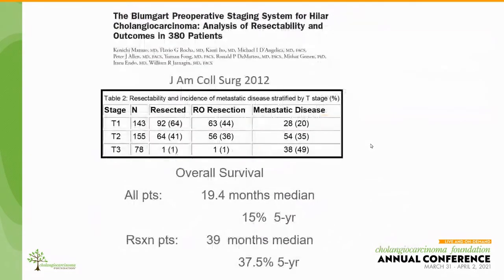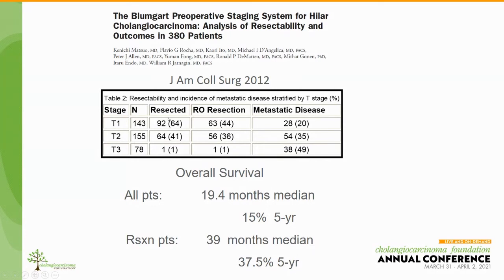If we look at outcomes with respect to this staging system, this is a report published in 2012 by the group at Memorial Sloan Kettering. And you can see Dr. Roca, who I mentioned earlier, was an author on this paper, along with a number of other people that are familiar to this audience. But this looked at 380 patients by T1, T2, and T3 Blumgart stratification. And you can see the overall survival for patients was 19.4 months for all patients, with a 15% 5-year survival. Of those patients that were resected, a 39-month median survival.